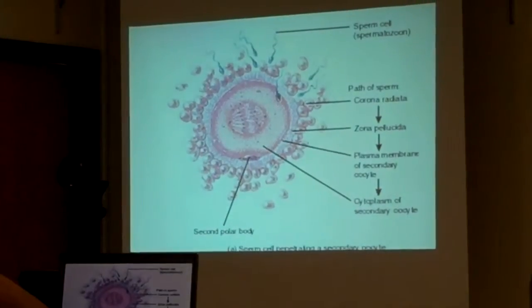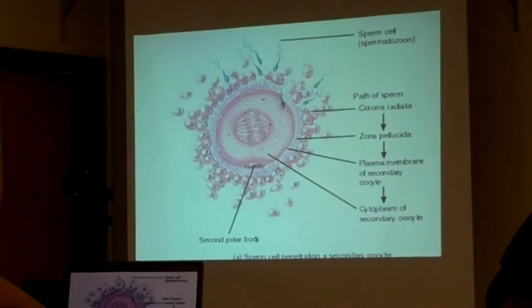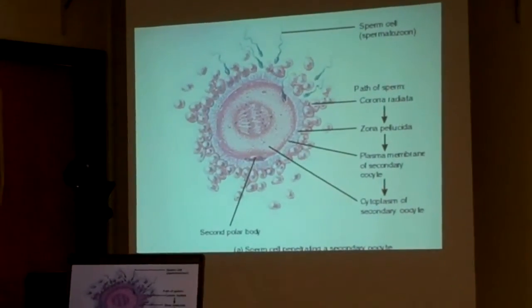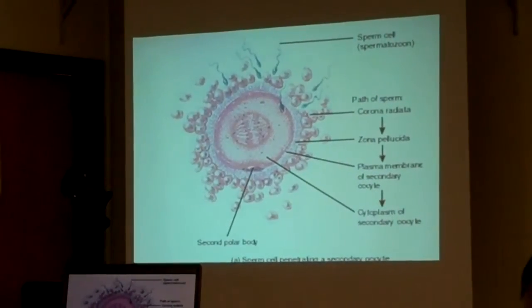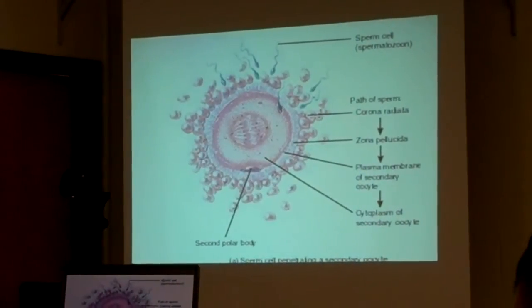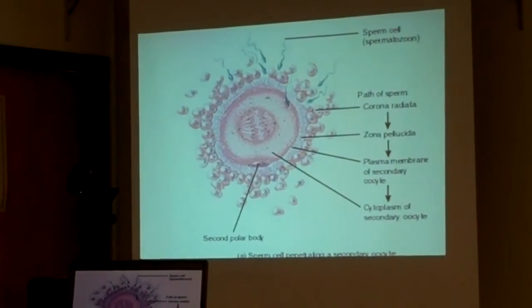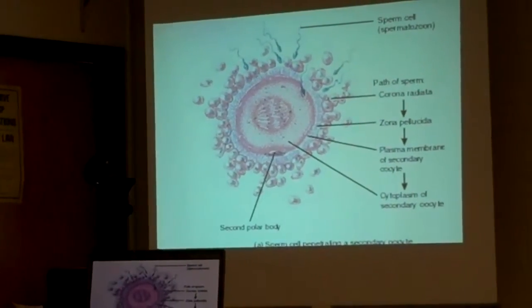So right here, that's off the internet. That's just showing spermatozoa, the zona pellucida, the cytoplasm of the secondary oocyte, and the corona radiata. In other words, the path of the sperm: corona radiata, zona pellucida, plasma membrane of the secondary oocyte, and cytoplasm. That's just showing the route right there. And there's a secondary polar body. That thing will disintegrate.